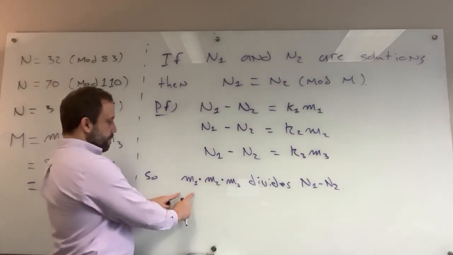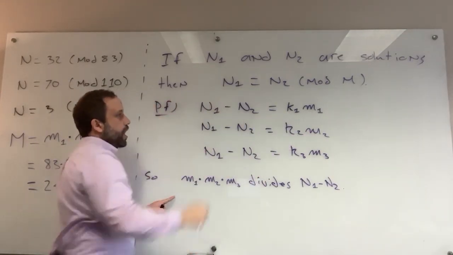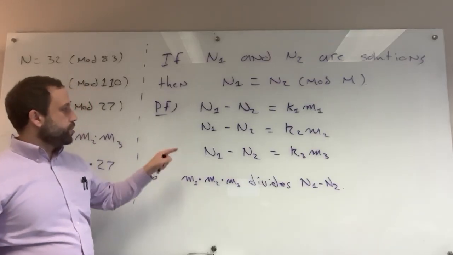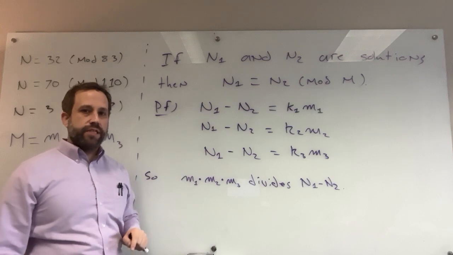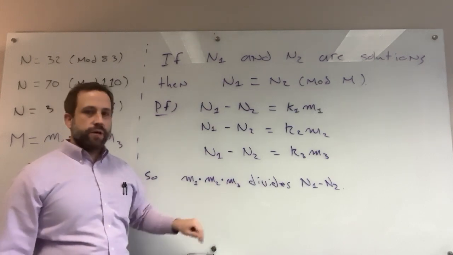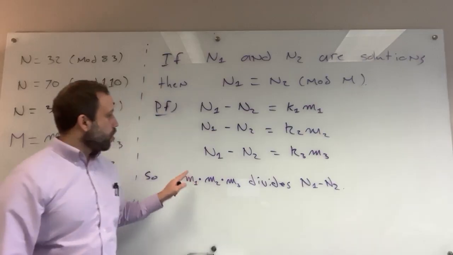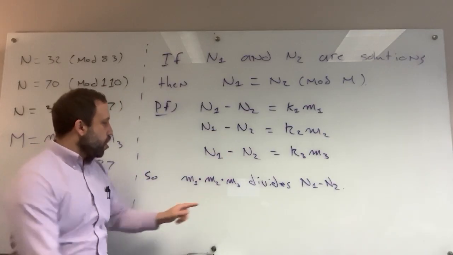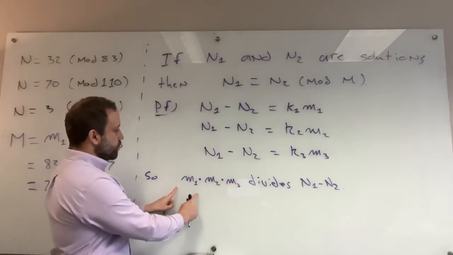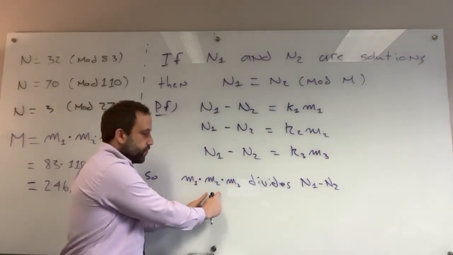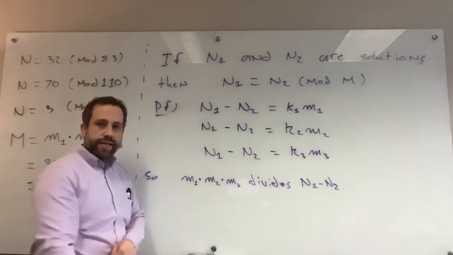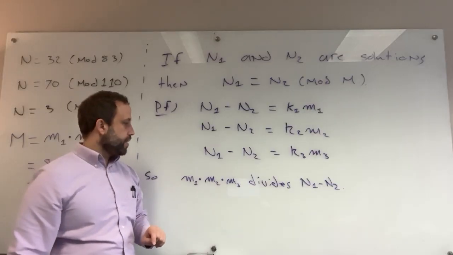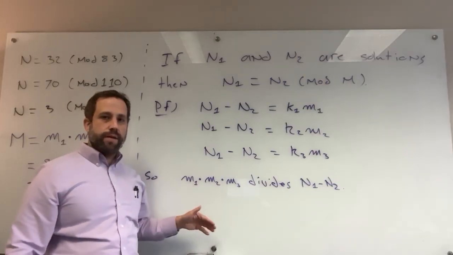So you're going to have some prime factors from M1 that are part of the prime factorization of N1 minus N2. You have prime factors of M2 that are part of the prime factorization of N1 minus N2, and the prime factors of M3 are also part of the prime factorization of N1 minus N2. But since there are no prime factors in common, the prime factors of M1 are not in the factorization of M2 or M3, the prime factors of M2 are not in the factorization of M1 or M3, and the prime factors of M3 are not in the factorization of M1 or M2.